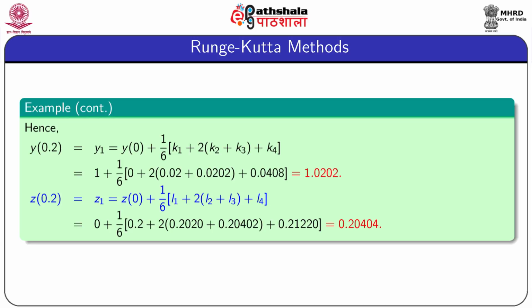That means the values of y and z are respectively 1.0202 and 0.20404 when x equal to 0.2. So, this is the solution of the given ordinary differential equation with the help of the fourth order Runge-Kutta method.